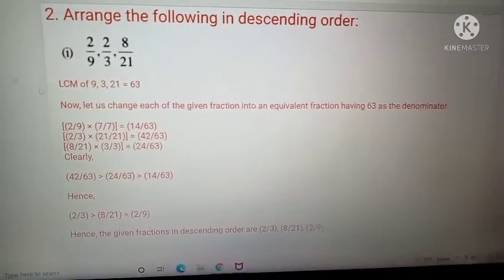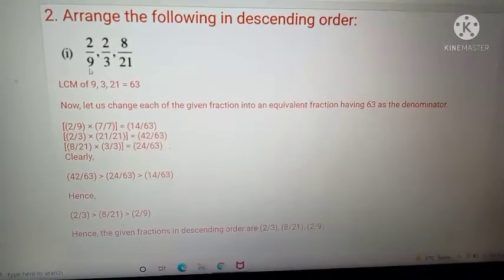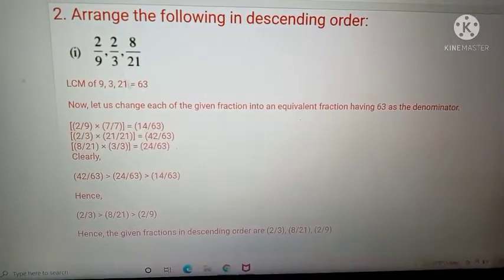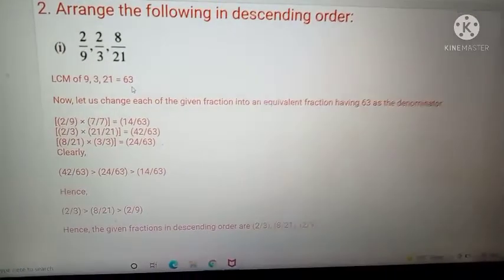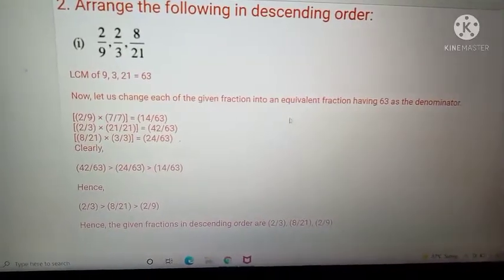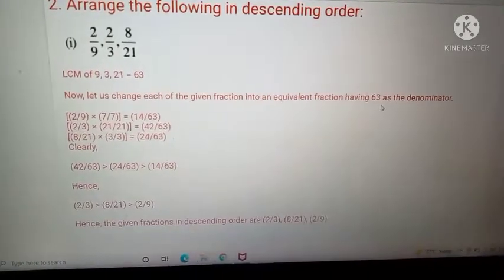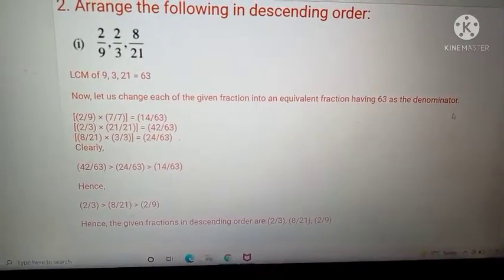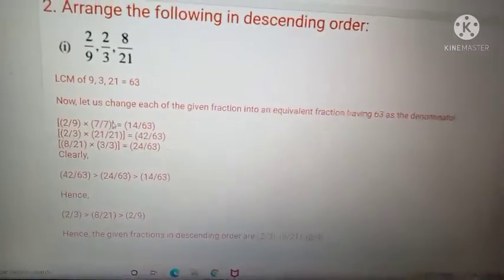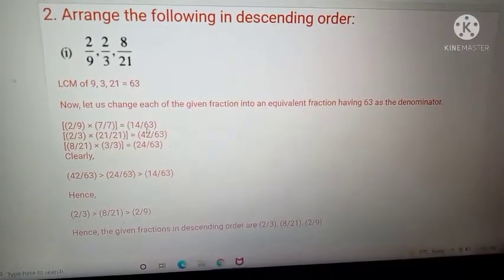Okay, now here we are going to arrange these fractions in descending order. Let's see. We are going to find the LCM first. 9, 3, 21. What is the LCM of 9, 3 and 21? It is 63. Now let us change each of the given fractions into an equivalent fraction having 63 as the denominator. 2 by 9 into 7 by 7. That is 14 by 63.